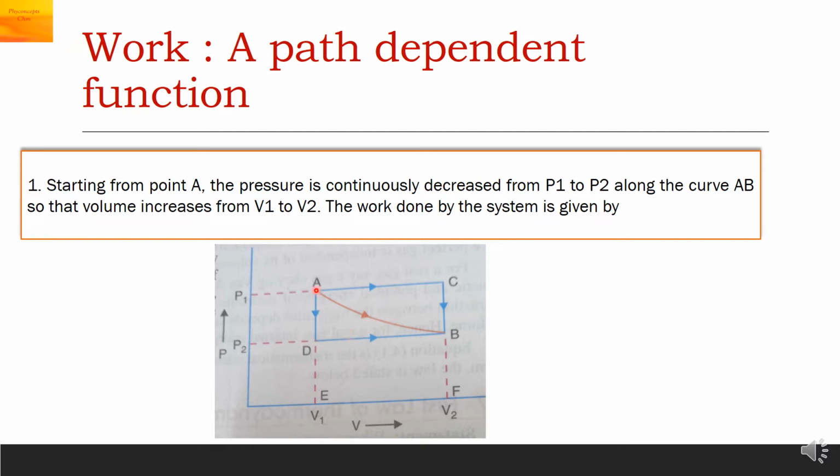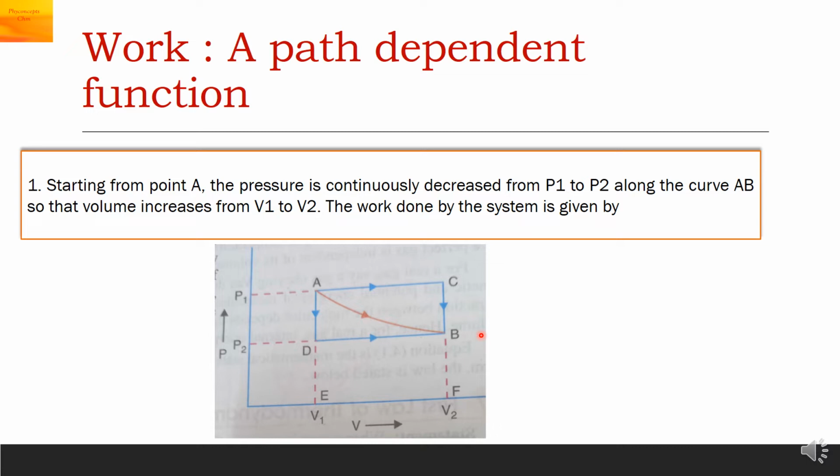Let us start from point A. The pressure is continuously decreased from P1 to P2 along this curve AB. So first we are considering this path, first path AB. The pressure is decreasing from P1 to P2 and the volume is increasing, you can see from V1 to V2, as you go from A to B.